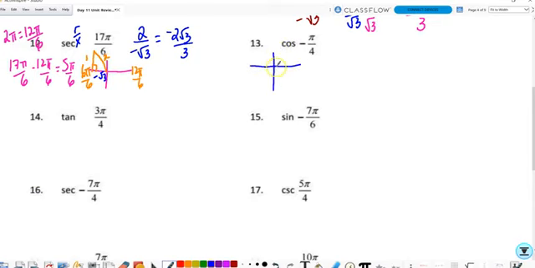Negative pi over 4 means go clockwise pi over 4. Finally got the other triangle. 1, 1, root 2. Cosine is x over r. Rationalizing that, I get root 2 over 2.